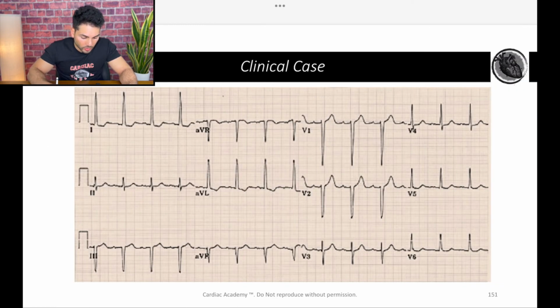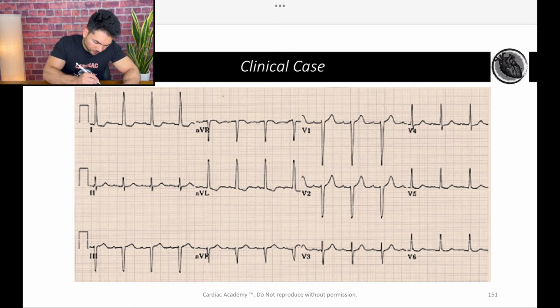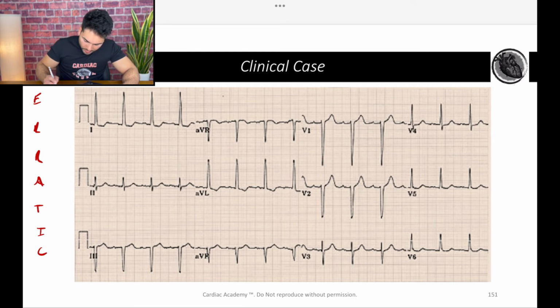All right. So, as always, let's be systematic. Let's follow our mnemonic. Our mnemonic is ERRATIC, okay? So let's write that down. Remember, E is for EKG, then R is for rate. So let's check rate. Here we don't have a rhythm strip. We can still use the first method that we taught in our first video on heart rate, okay? So we can say 300, 150, 100. So it's around 100 beats per minute.